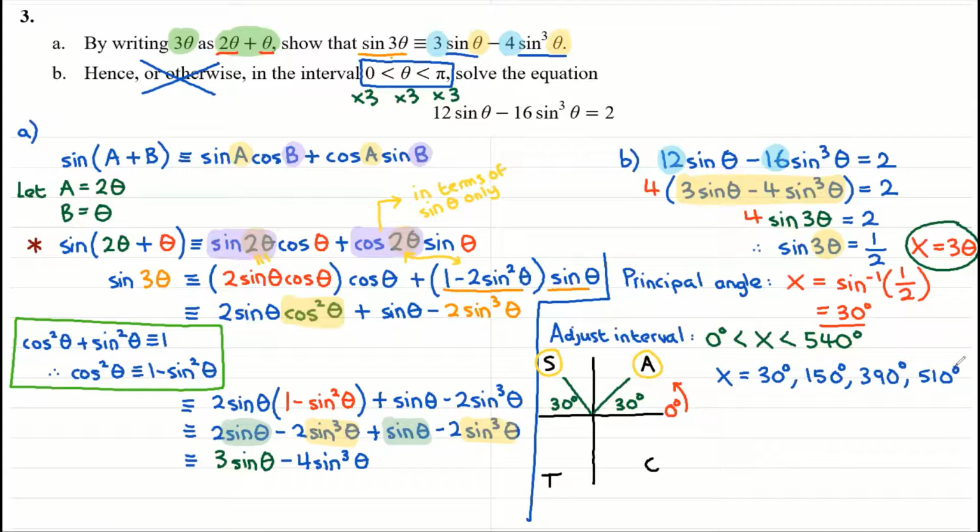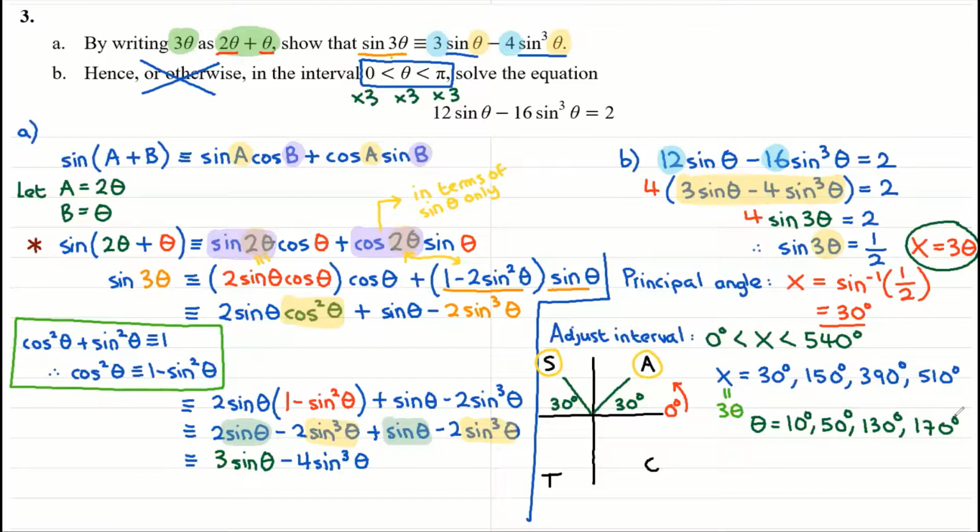So that's really good. Remember that the x angles are equal to 3 theta, and we know we've gone round enough times, so our angles for theta should fit neatly between 0 and pi radians. So for theta, just simply divide everything by 3. So we're going to have 10 degrees, 50 degrees, 130 degrees, and 170 degrees. Okay, so those are my thetas, all as degrees.